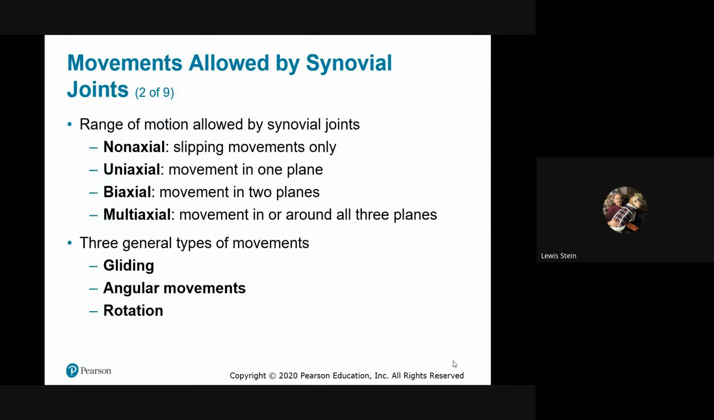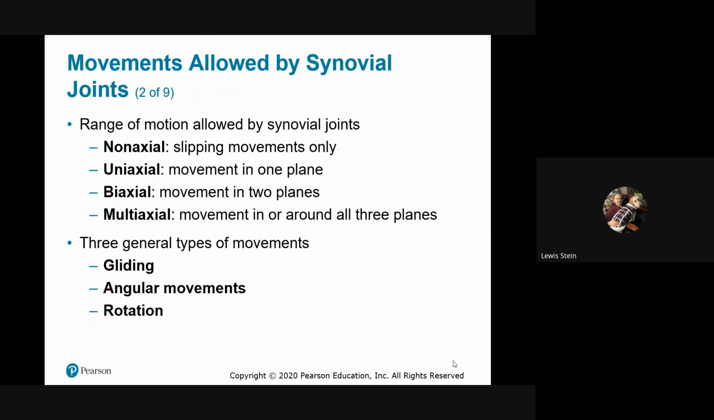So effectively, it's all about planes. We go back to that basic construct of the anatomical position. So is it moving in the sagittal plane? That's typically flexion and extension. Is it moving in the frontal plane, which you're going to learn is either abduction, moving it away from the midline, or adduction, moving it closer? Or is it rotation, where we're moving it in the transverse plane?